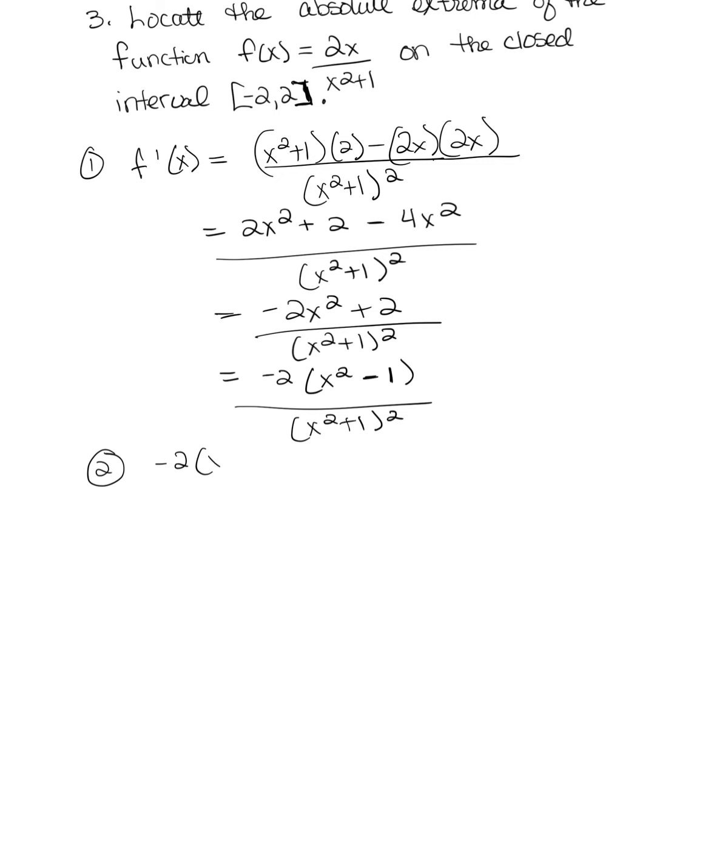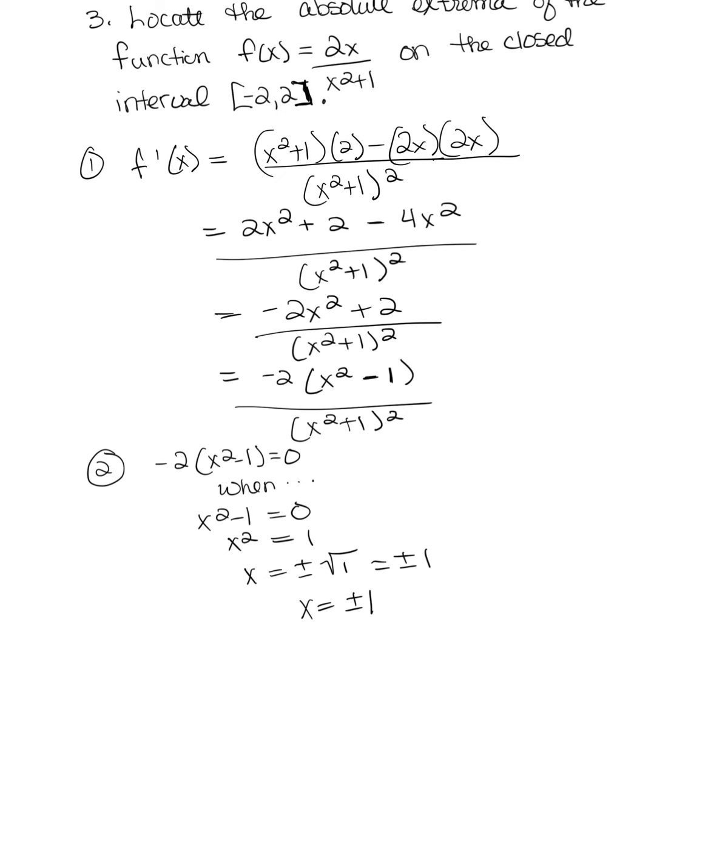Well, what will make this equal 0? Well, it's not going to be your negative 2. It's going to be when the x squared minus 1 equals 0. So we're going to have x squared equals 1, x equals plus and minus the square root of 1, which is 1. So you have x equals plus and minus 1. Now, you then check, is plus and minus 1 on my closed interval? They are. So we're good to go. Both of these will be applying in this situation.